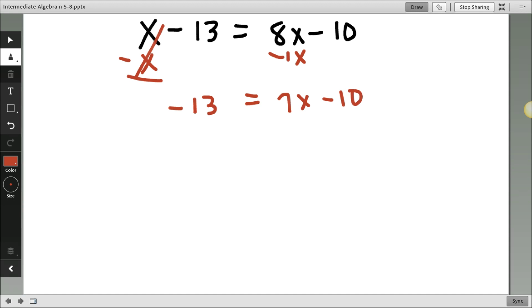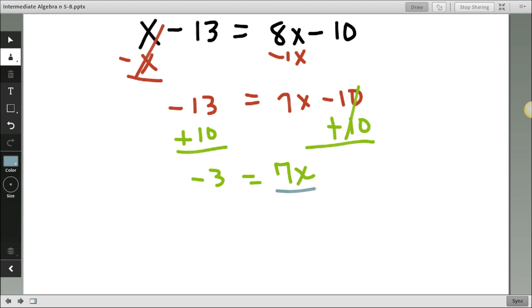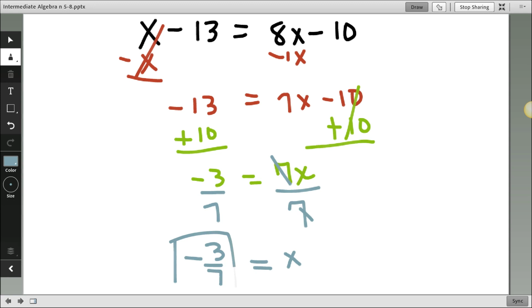And again, at this point, if you don't have a two-step equation or a one-step equation, you know you need to go back and look. So we're going to add 10 to each side. That gives me negative 3. And a good old one-step equation. And so my final answer here is x equals negative 3/7.